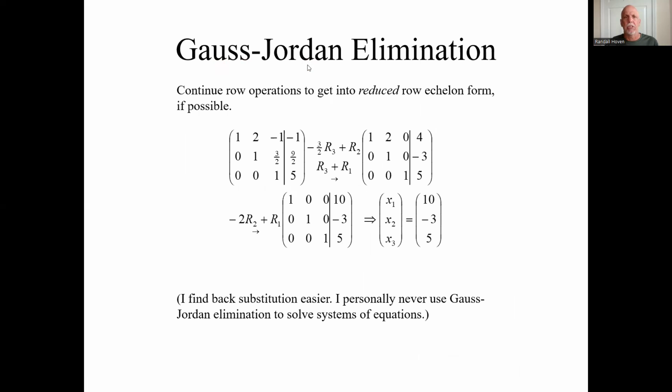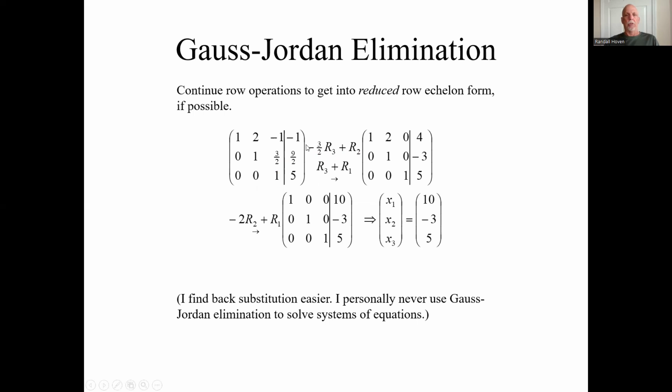I could keep doing row operations to try to get it into reduced row echelon form. That process is then called Gauss-Jordan elimination. So if this is where we started in row echelon form, now we want this 3 halves to be 0. So I'll subtract 3 halves row 3 from row 2 and replace row 2. That's that operation there.